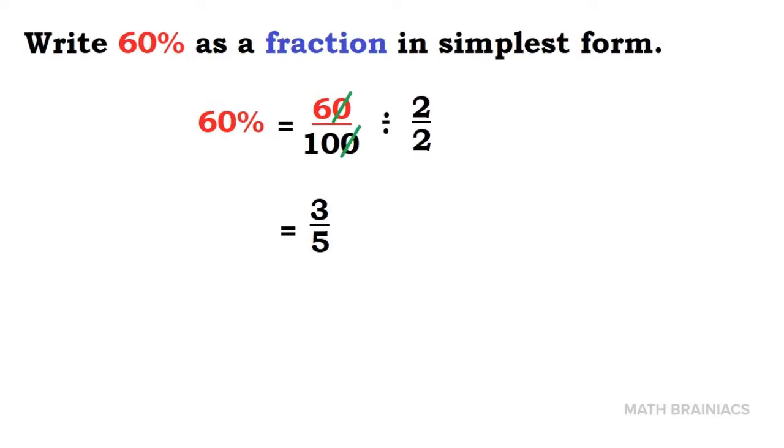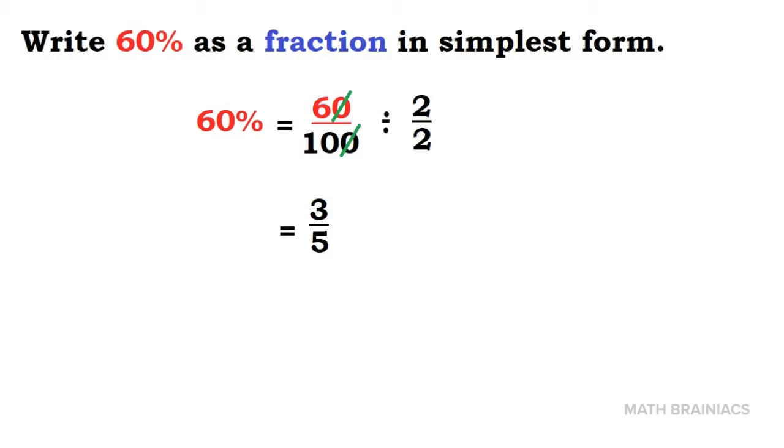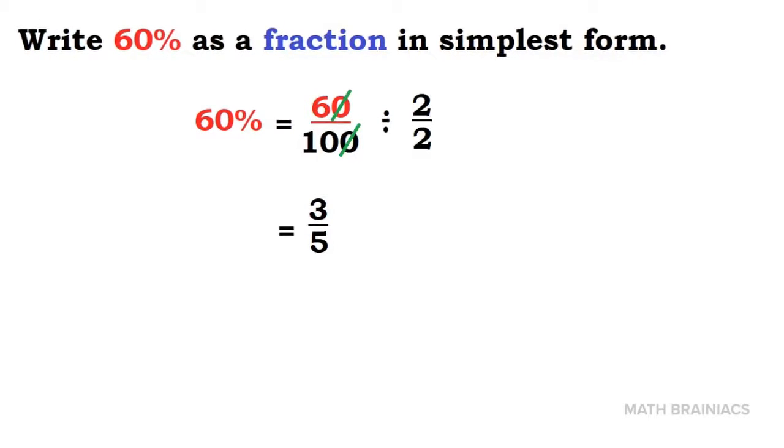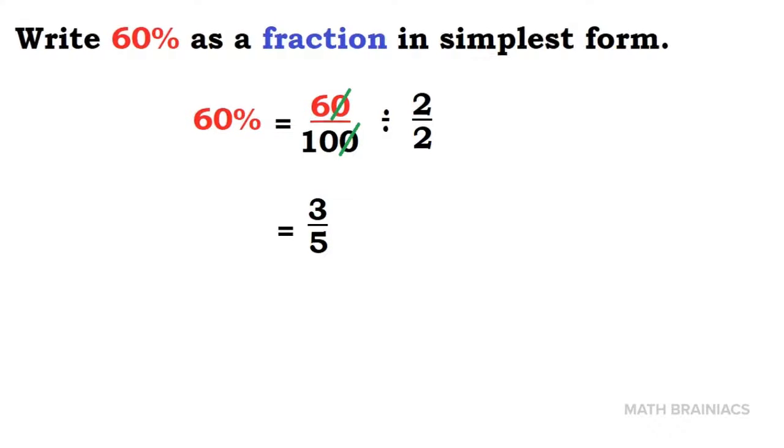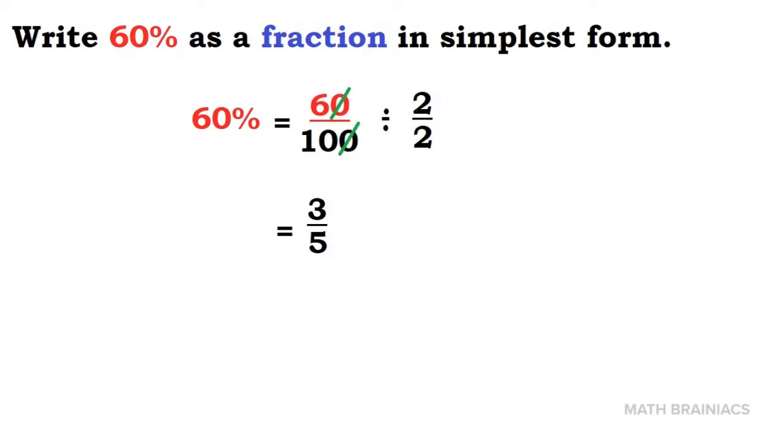To wrap it up, in writing percentage as a fraction in simplest form, divide the percent by 100, then look for the common factor of the numerator and denominator. Afterwards, divide the numerator and denominator by the common factor so that you can come up with the fraction in simplest form.